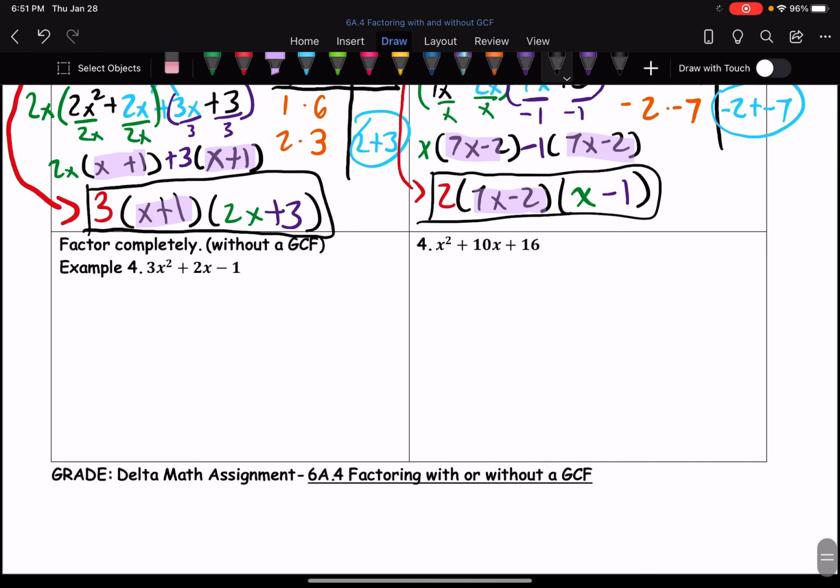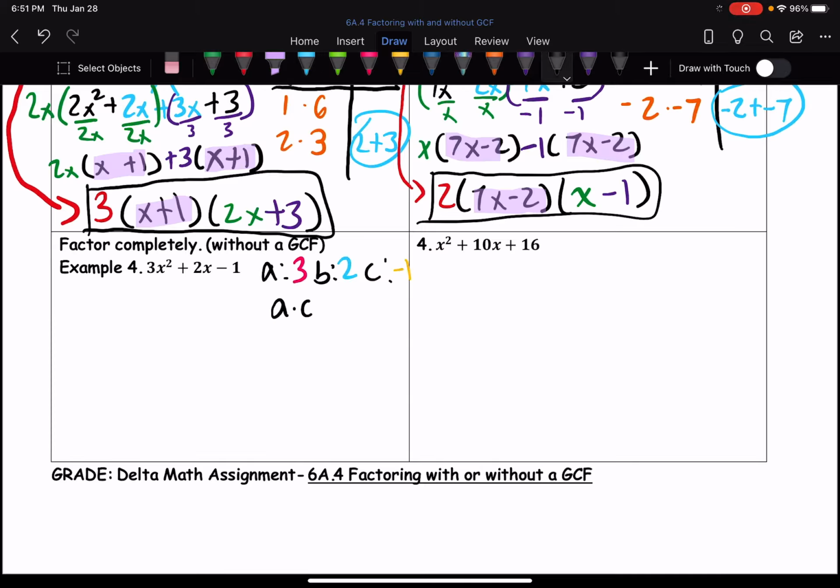Now these last two problems, they don't have a greatest common factor. So we do not have to find a greatest common factor in the beginning. Our A value is going to be 1. So now we can list out our A, B, and C. The A value of the intercept form is going to be 1 because our GCF, in this case, is 1. But we've got to look at the A, B, and C of our standard form first. In this case, our A is 3, B is 2, and C is -1.